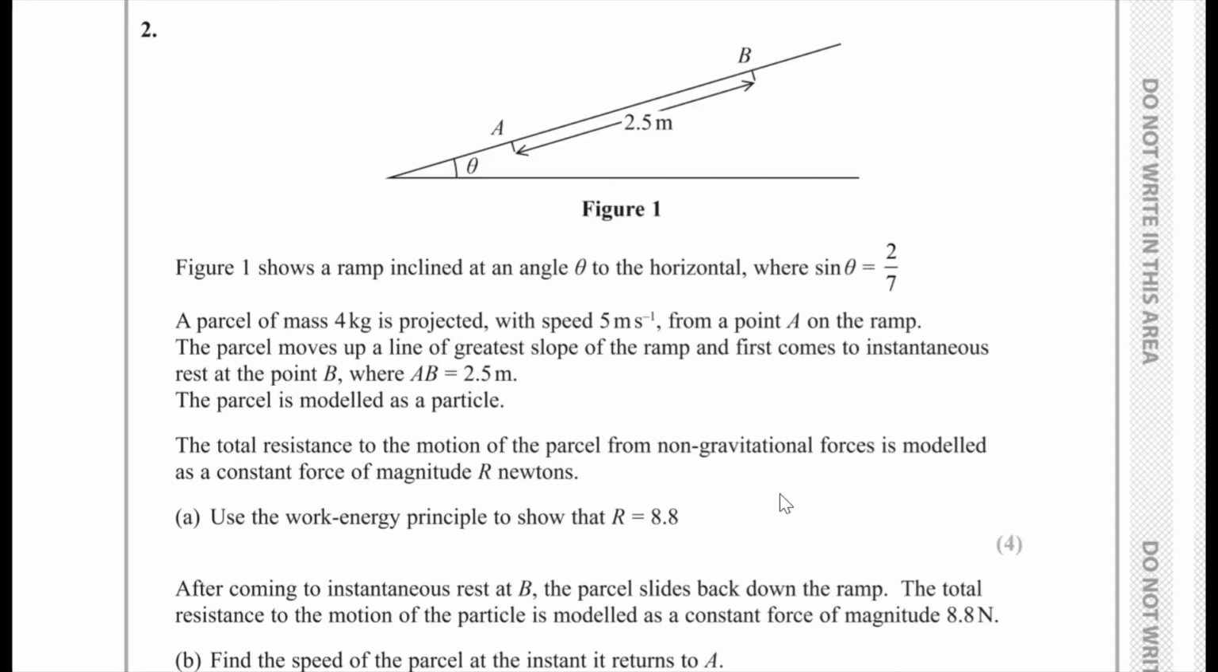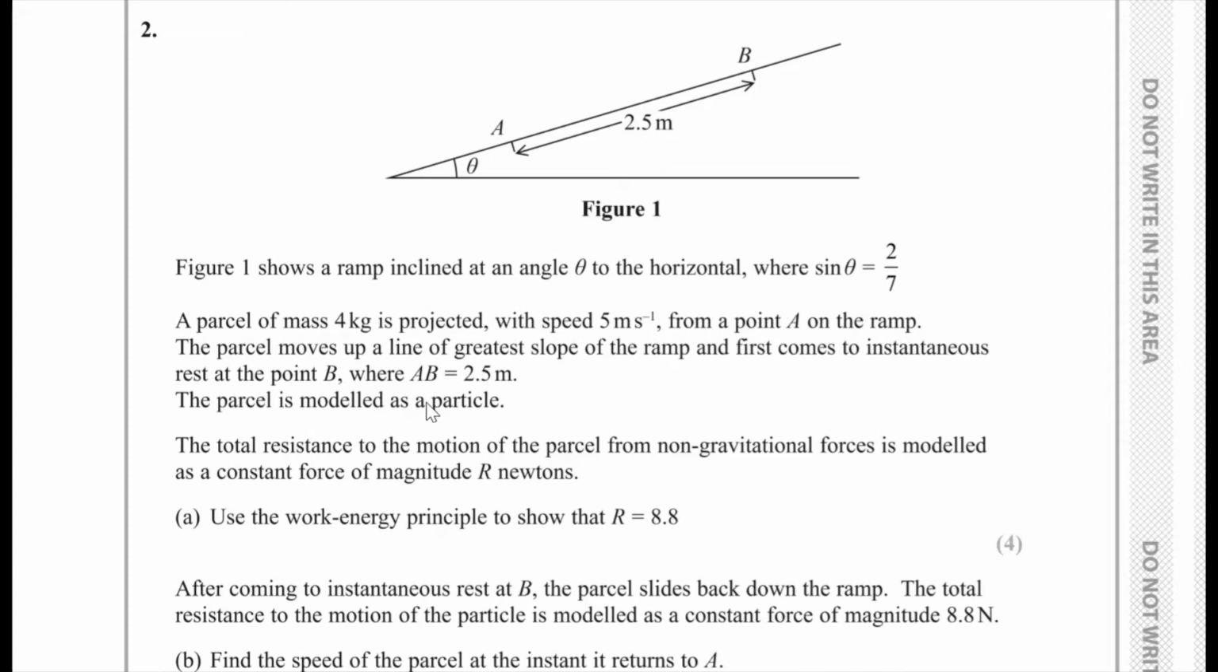Question number 2. Figure 1 over here shows a ramp inclined at an angle of theta to the horizontal, where sine theta is equal to 2/7. A parcel of mass 4 kilograms is projected with a speed of 5 meters per second from a point A on the ramp. The parcel moves up a line of greatest slope of the ramp and first comes to instantaneous rest at the point B, where AB is equal to 2.5 meters.